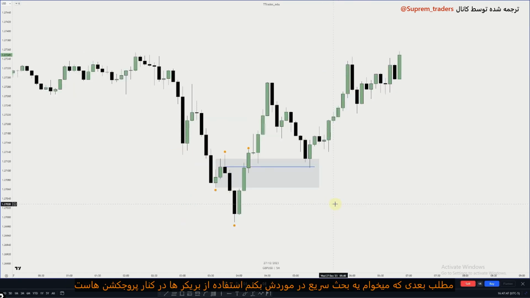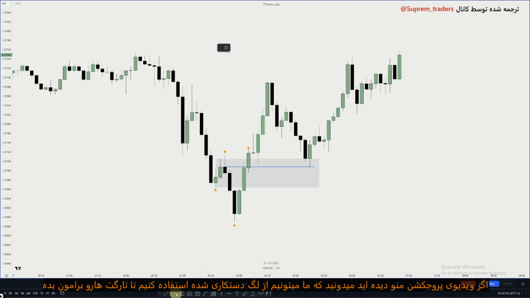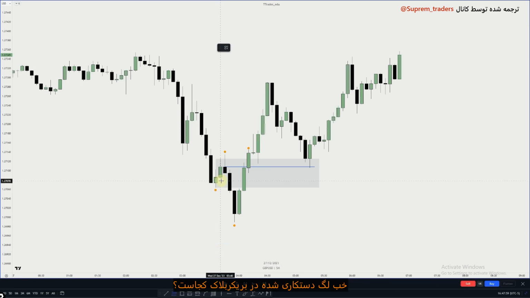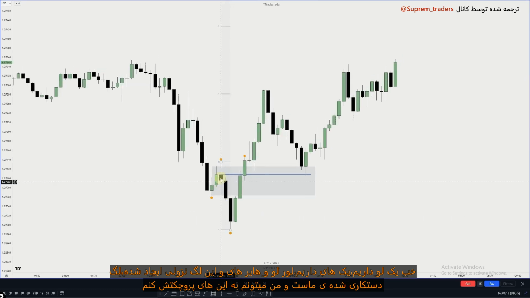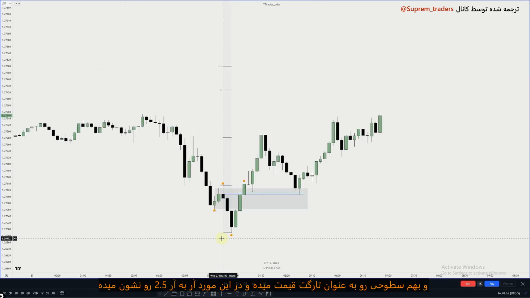The next thing I want to quickly discuss is using breaker blocks alongside projection. If you've seen my projection video, you know we can project the manipulation leg to give us targets. So where is the manipulation leg in the breaker? Well, we have a low, high, lower low, higher high. This leg down that created the lower low is our manipulation leg, and I can project that out to this high right here. This gives me levels to target.